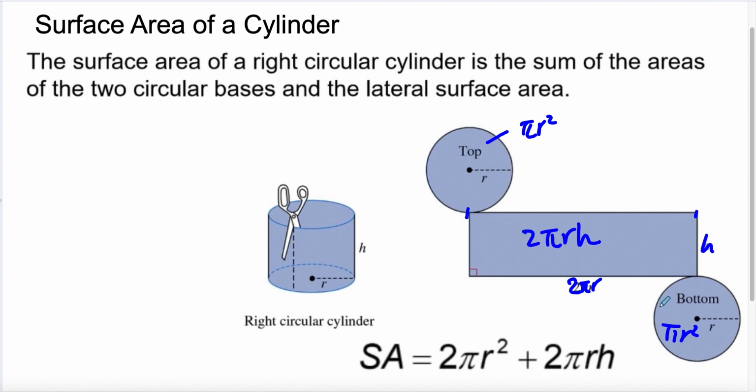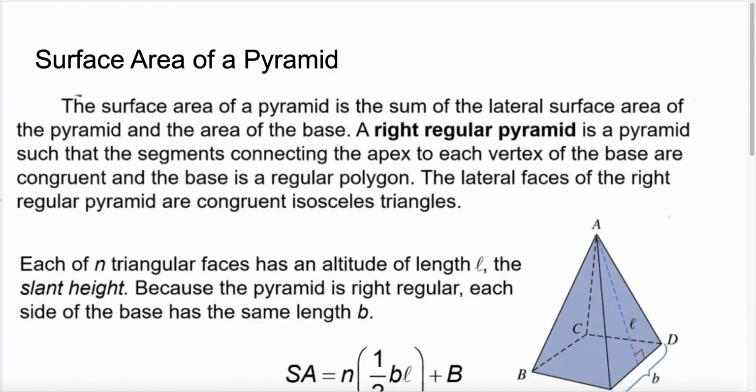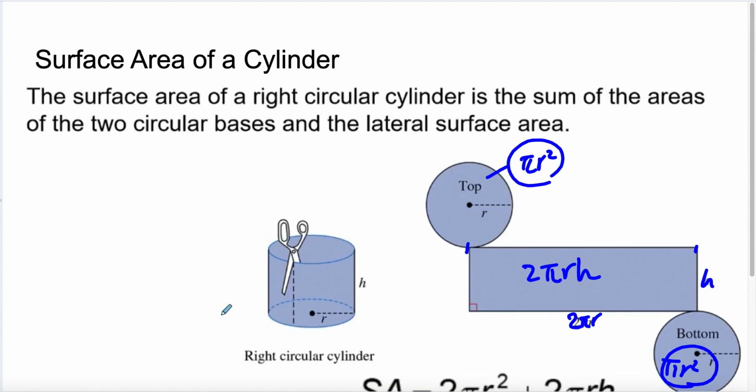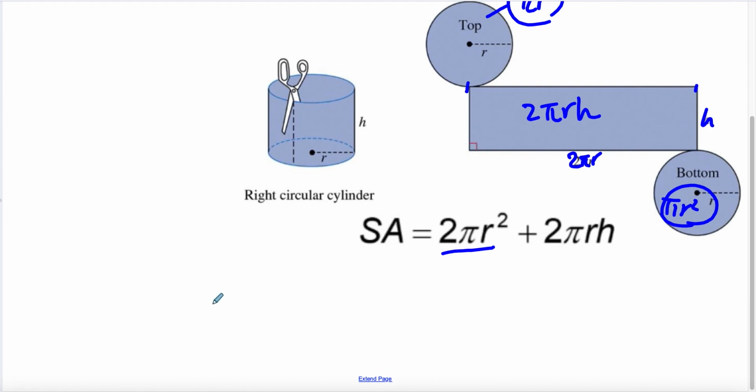We can just add them up, right? Pi r squared, and we have two of them, so 2 pi r squared, and the rectangle here is 2 pi r h, right? So you can easily find the formula. Even if you don't know the formula, just cut out the cylinder and solve the problem.